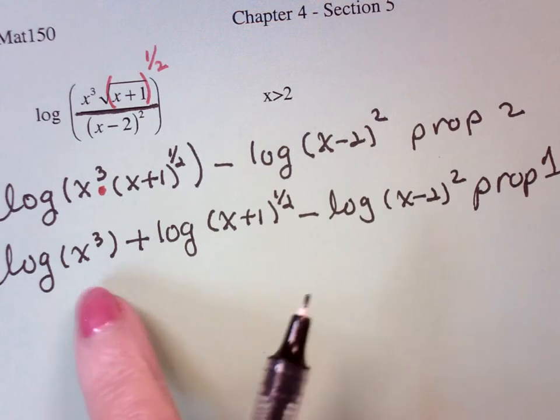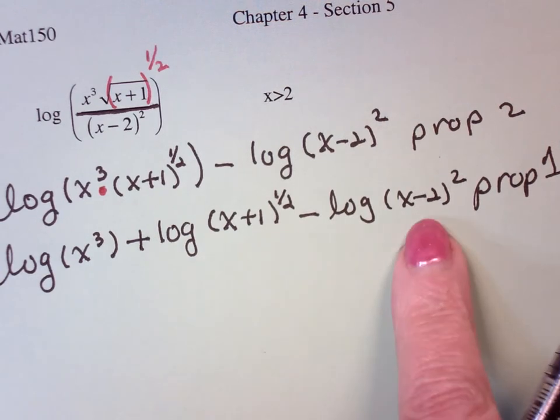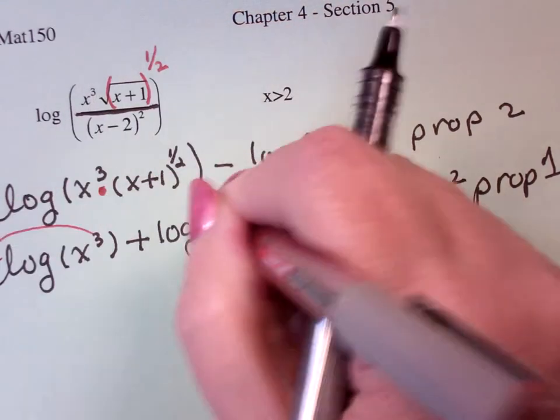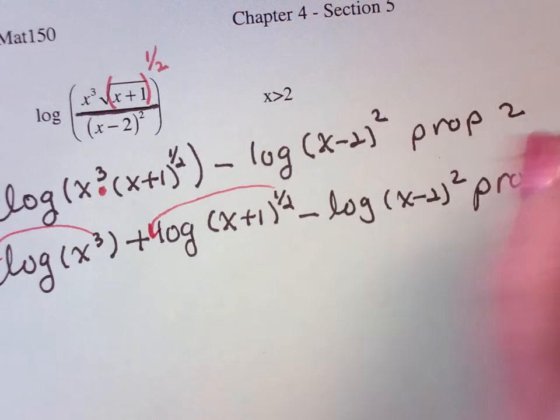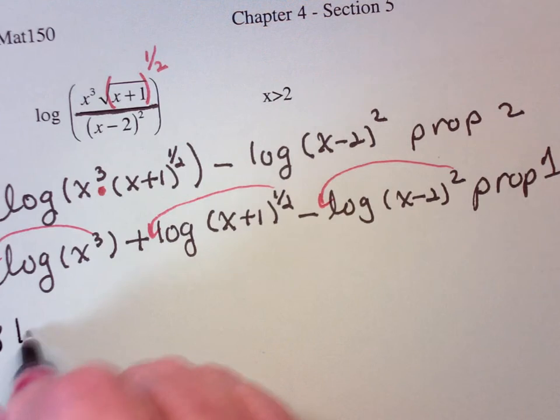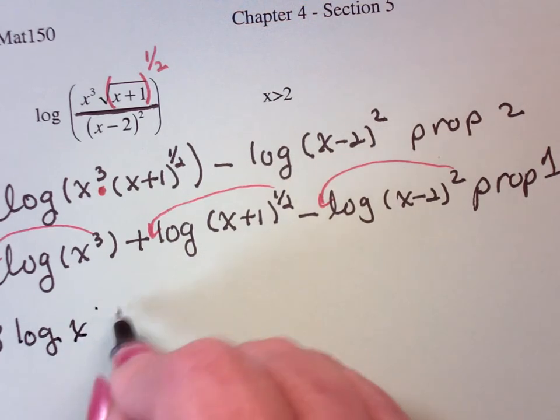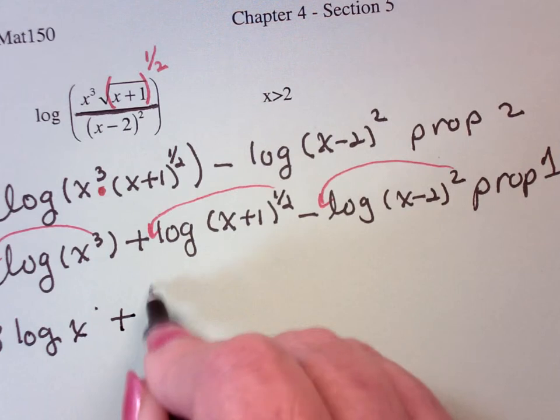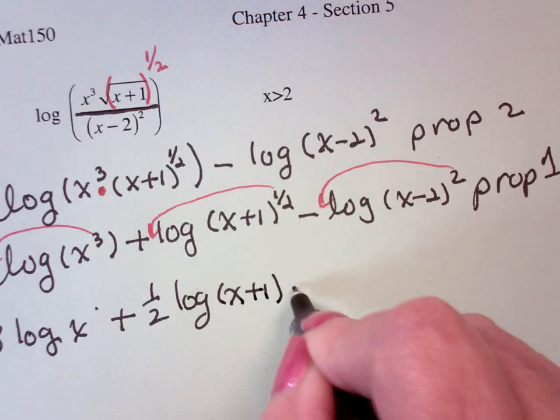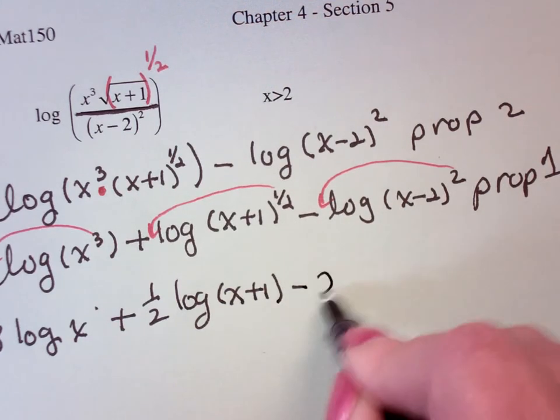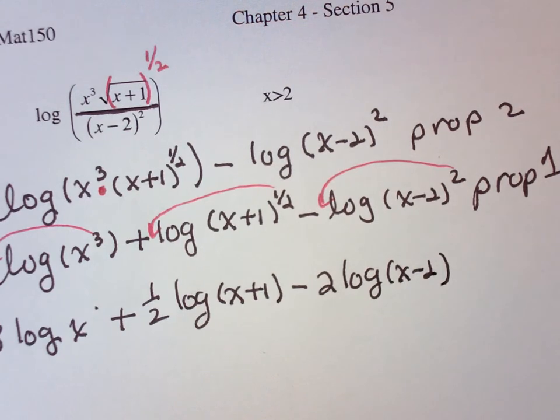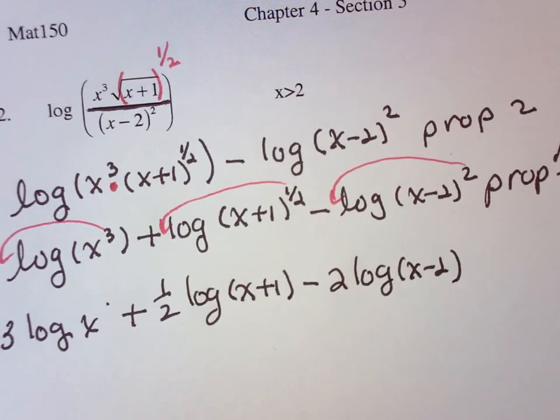Now if you look at it, everybody is a single factor, so all I have to do is bring the exponents down. So down, down, down. This is 3 log of x plus 1/2 log, it's more than one term, x plus 1 minus 2 log of x minus 2. And we're now in property 3.